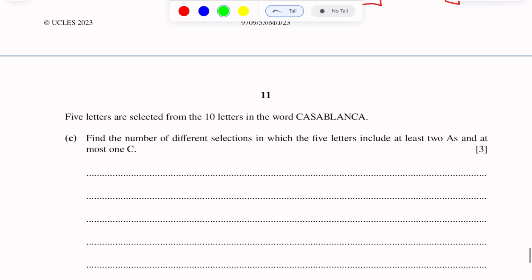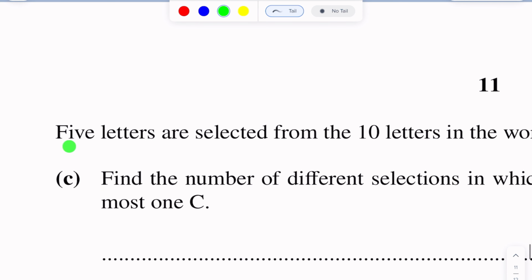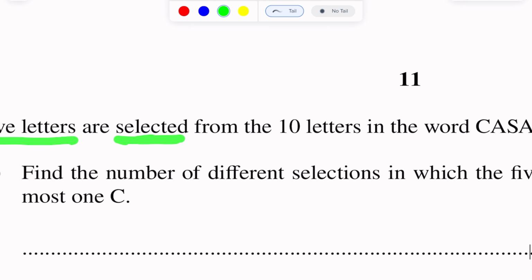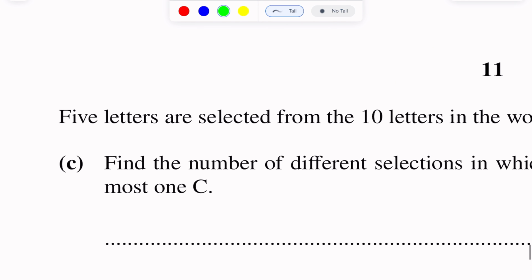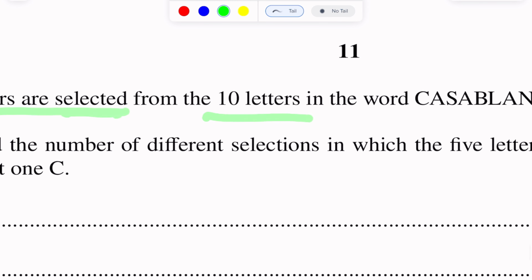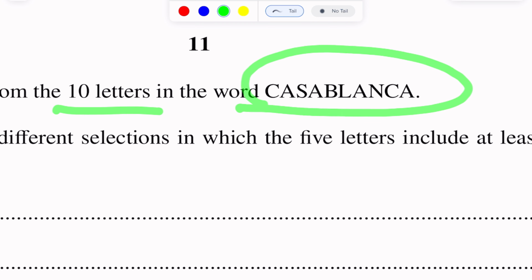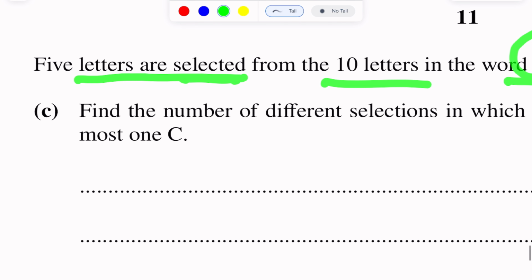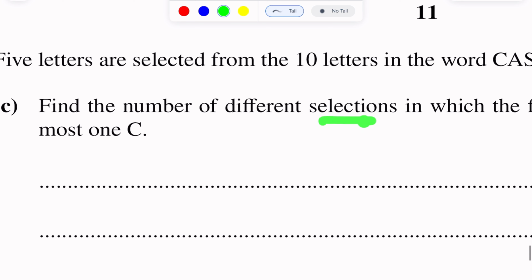Now the next part of this question. 5 letters are selected. This part is of combination, because 5 letters we have to select. In the selection there is no specific order, so the question is of combination. 5 letters are selected from the 10 letters in the word Casablanca. Now part C is, find the number of different selections. This wording shows that the question is of combination.